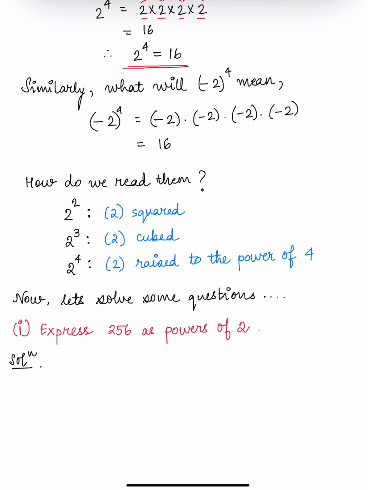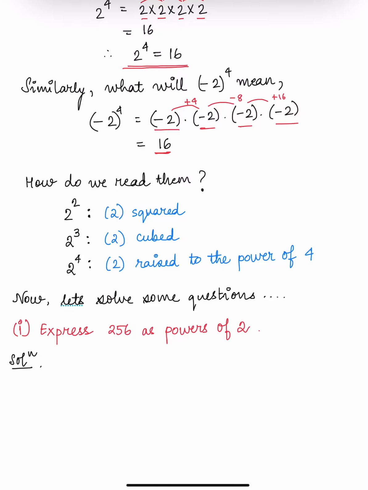Similarly, what will minus 2 to the power 4 mean? So it is minus 2 into minus 2 into minus 2 into minus 2. So minus 2 into minus 2 is plus 4. Now plus 4 into minus 2 is minus 8. Now minus 8 into minus 2 is plus 16. So the correct answer is 16.